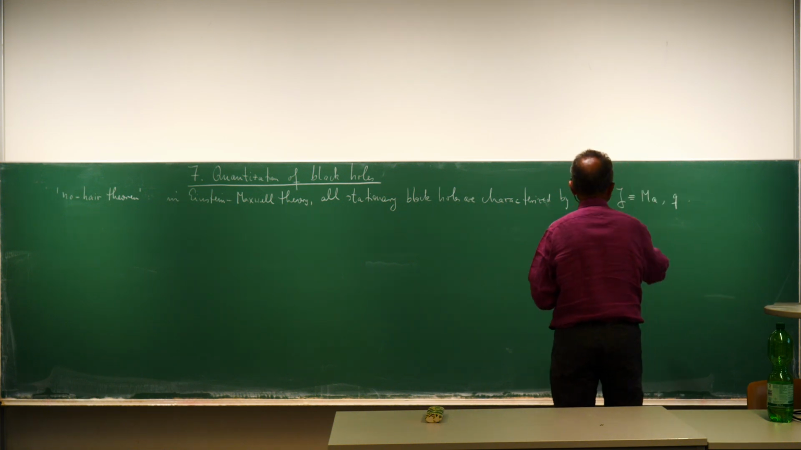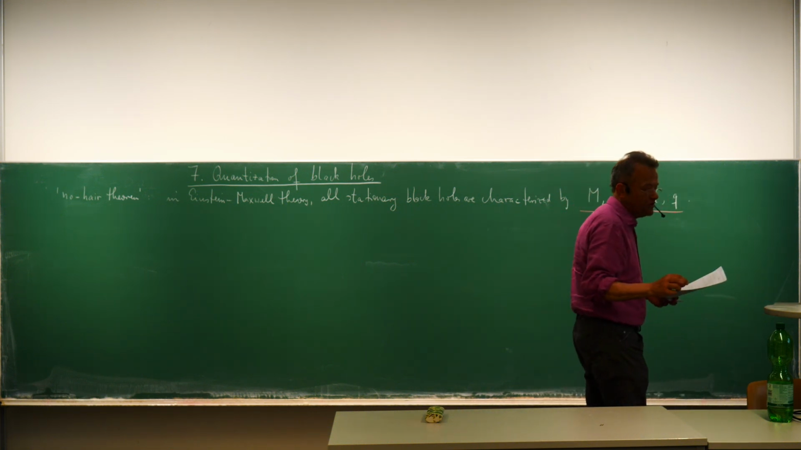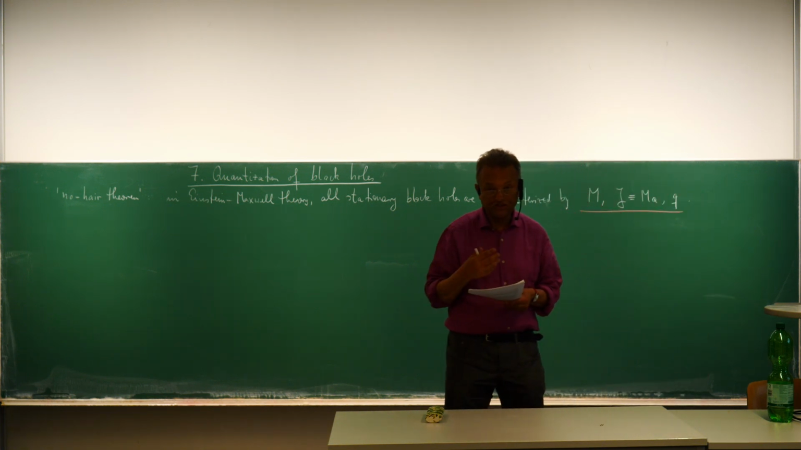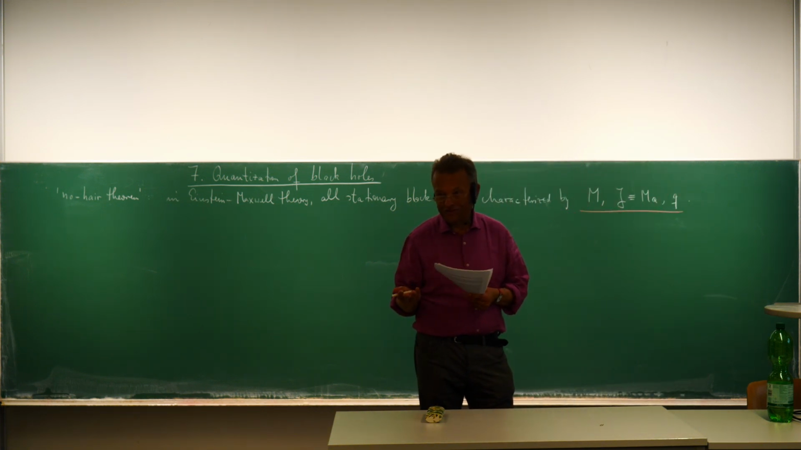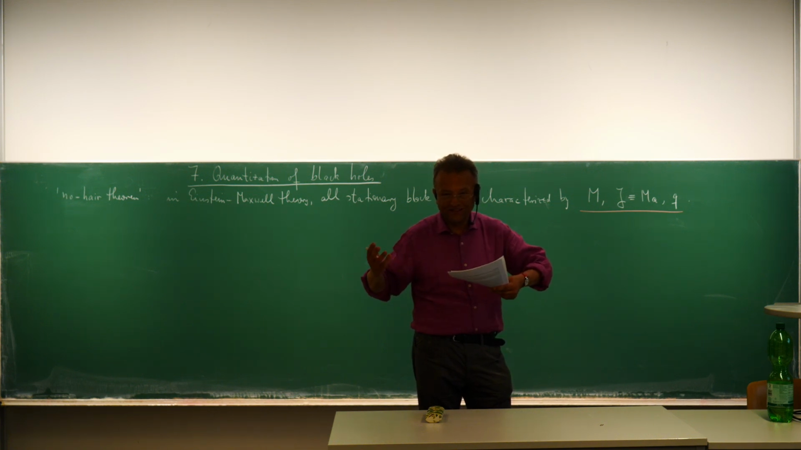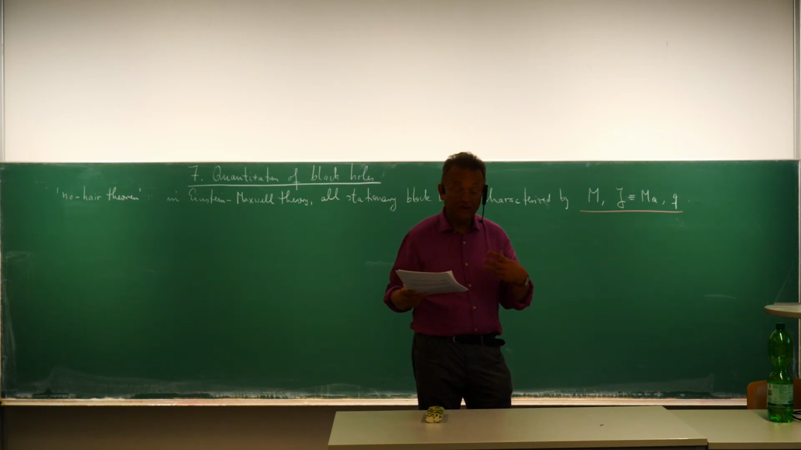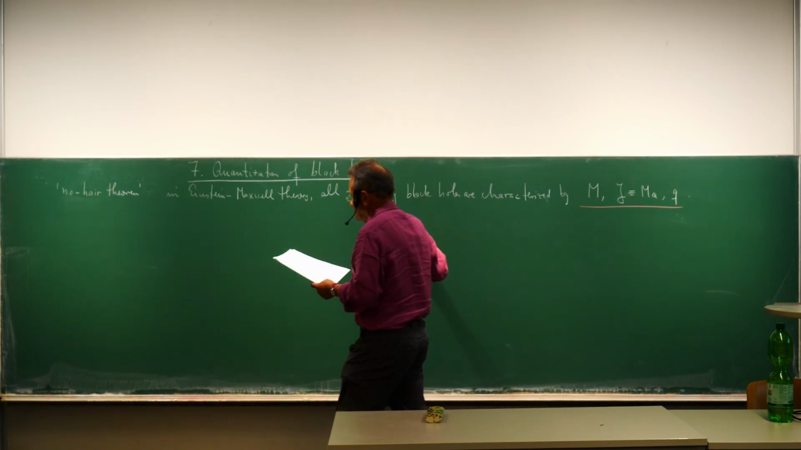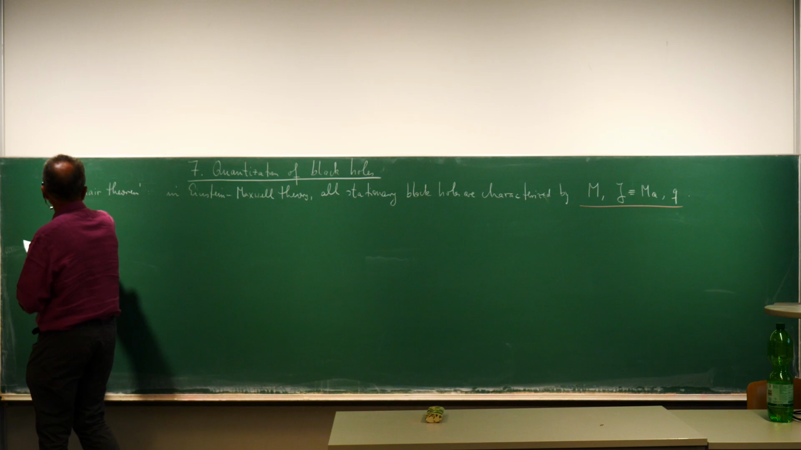So only 3 parameters. This is a very powerful theorem, and it means that black holes, in a sense, are much simpler than other astrophysical objects, because other astrophysical objects have many degrees of freedom. Okay, so that's one important property.